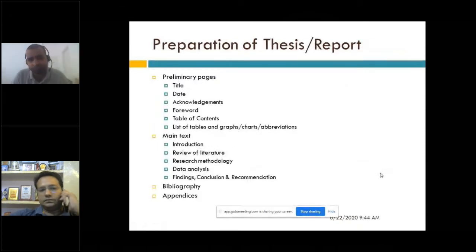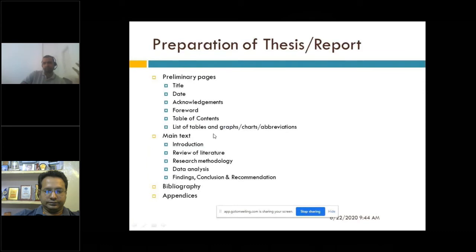Now, this is a very important step: preparation of the thesis or report. Sometimes we write a research paper. In that case, we can follow a slightly different structure, but we are discussing a thesis or a research project report. Preliminary pages you can see: title, date, acknowledgement, foreword, table of contents, list of tables, graphs, charts, abbreviations. These are the preliminary 10 to 20 pages where we complete these things.